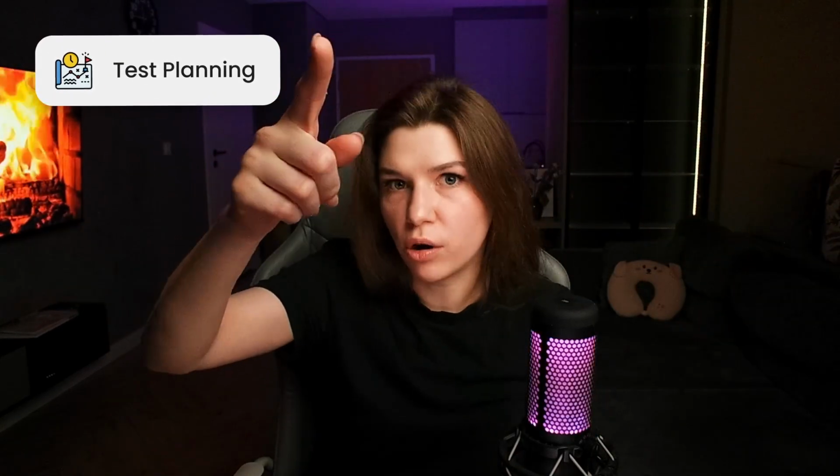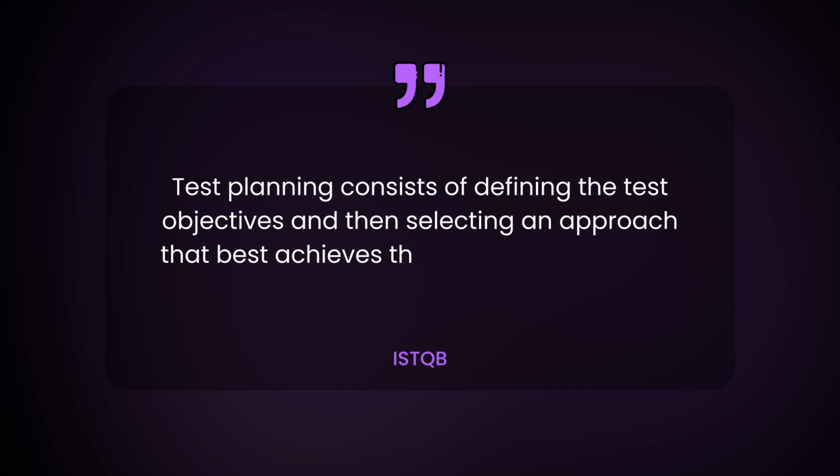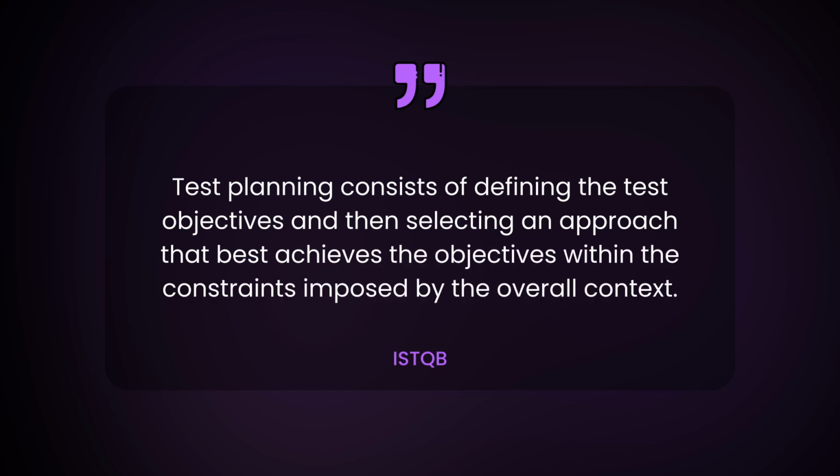So every process has its phases, and the testing process is not an exception. And I already mentioned them in the first video, but today we will talk more about them. And we start from test planning. According to ISTQB, test planning consists of defining the test objectives and then selecting an approach that best achieves the objectives within the constraints imposed by the overall context. Perfect explanation, as usual.